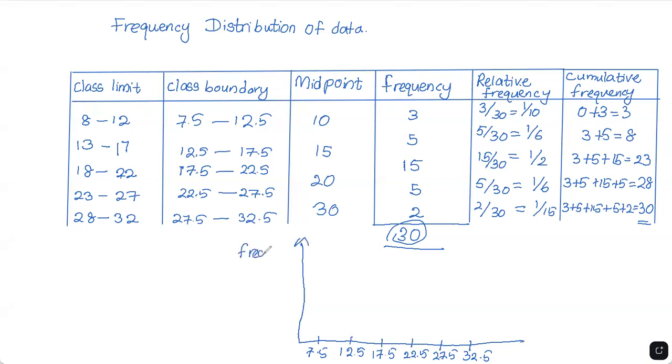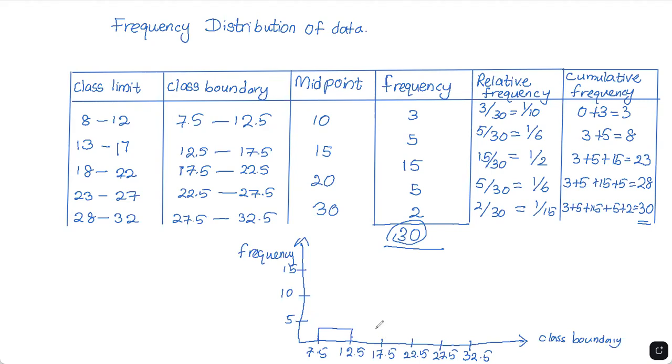So my y-axis is frequency, and my x-axis is the class boundary, right? So we can draw the histogram for this. For the first class, 7.5 to 12.5, my frequency is 3. So let's have 5, 10, 15, like this.